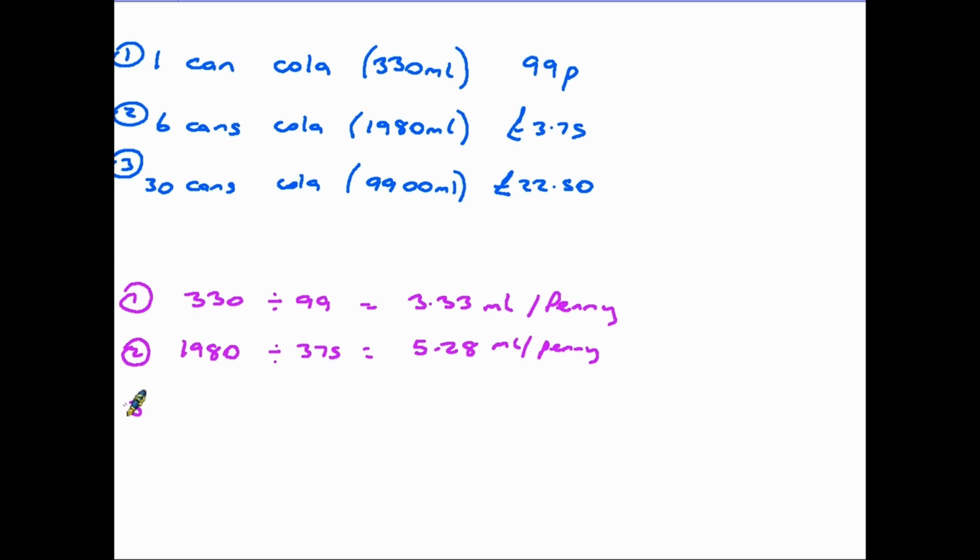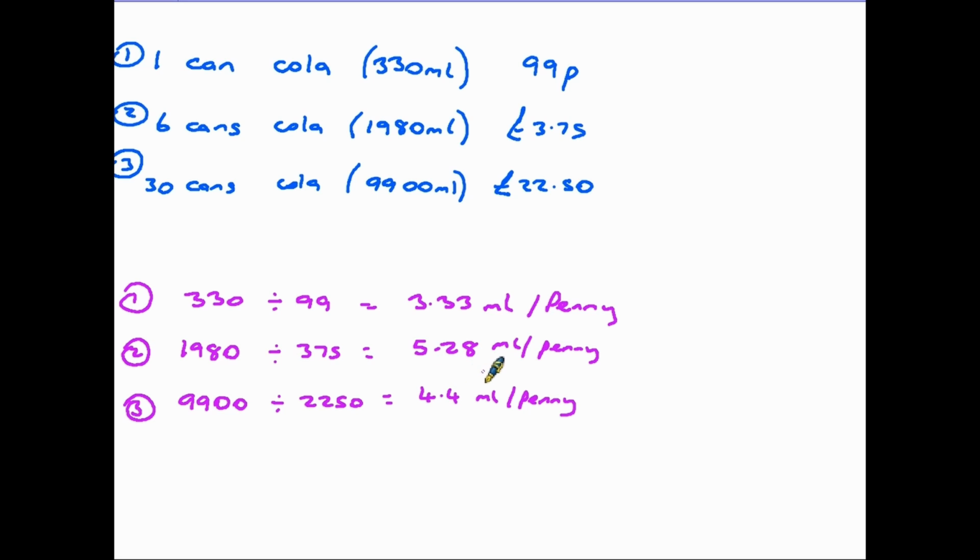Let's have a look at the 30-can deal. And in this case, 30 cans is 9,900 millilitres. And again, divide by the price in pence, which is 2250. Now you might expect that if you were actually buying 30 cans, you're going to get a better deal. But in fact, this works out at exactly 4.4 millilitres for the penny. Not maybe what you'd expect. In fact, you are not getting as much cola for your penny on the larger deal than you are on the six-pack.